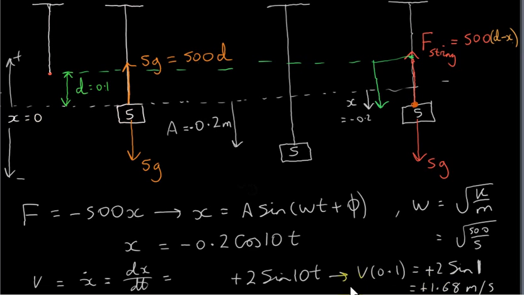So the speed could be shown like this. The speed at 0.1 seconds. We just put vertical lines on either side.